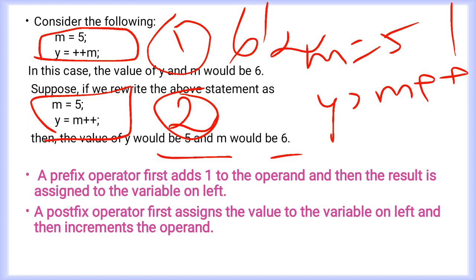The prefix operator first adds 1 to the operand and then the result is assigned. The postfix operator first assigns the value to the variable on the left and then increments the operand. So we will be calling these prefix and postfix.